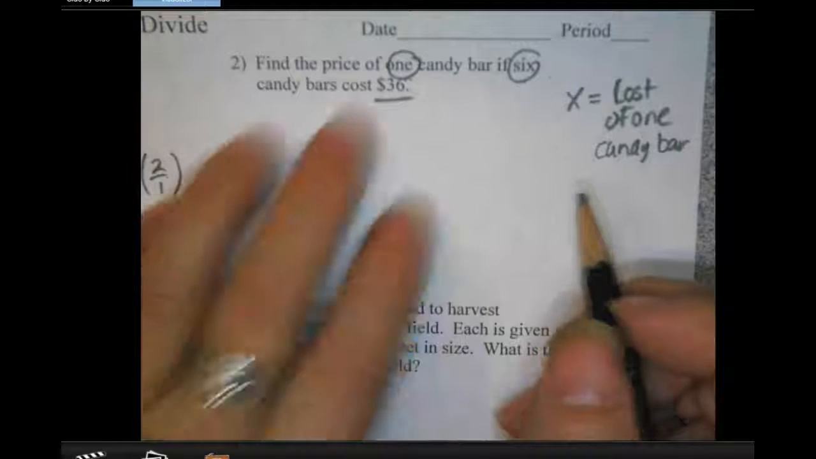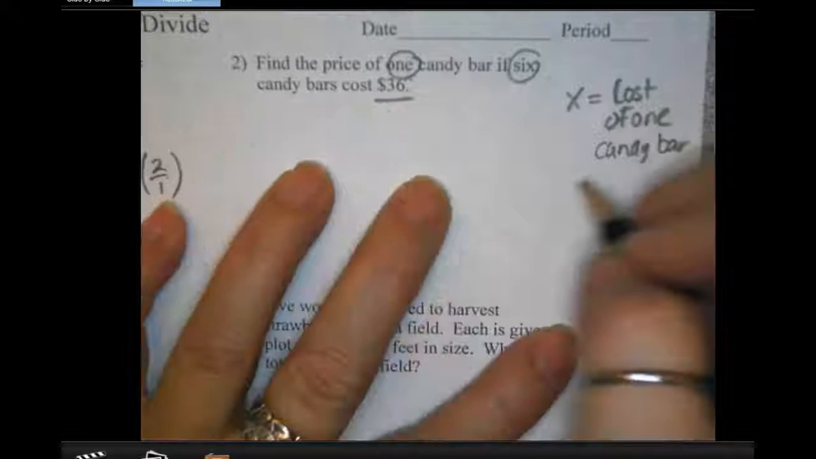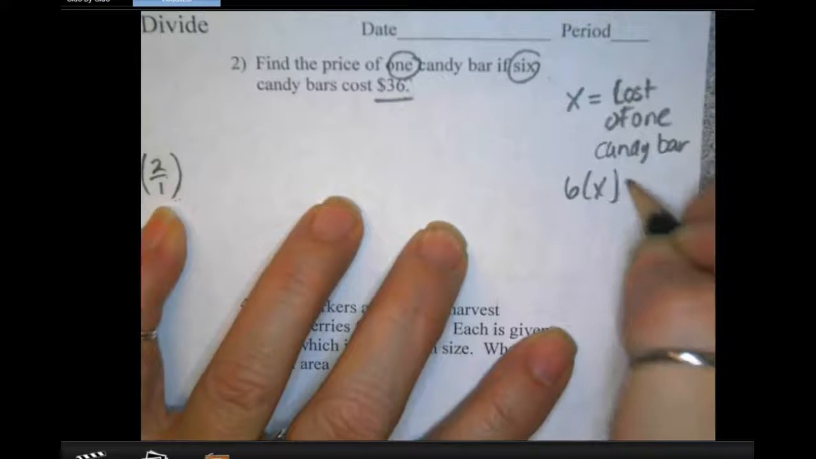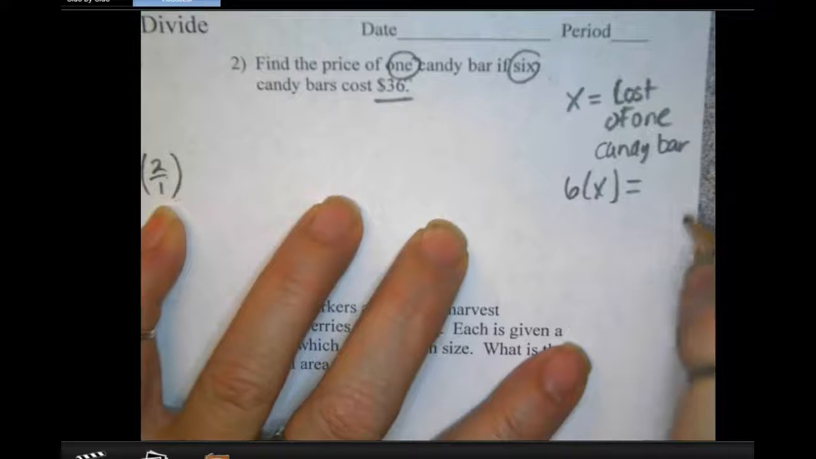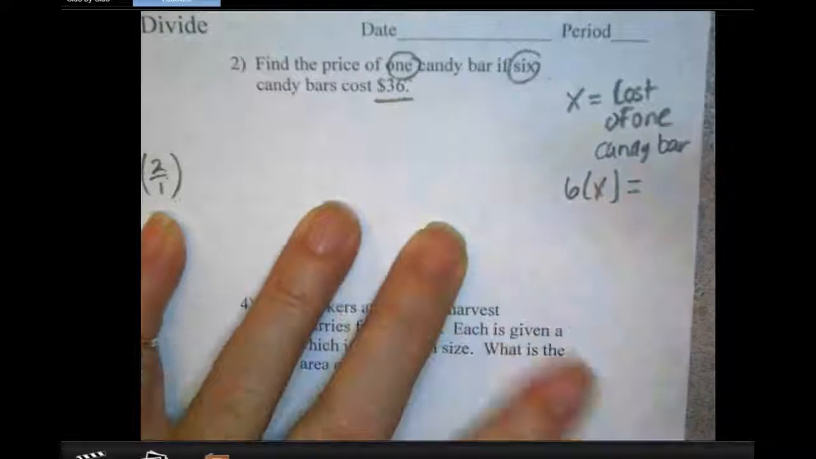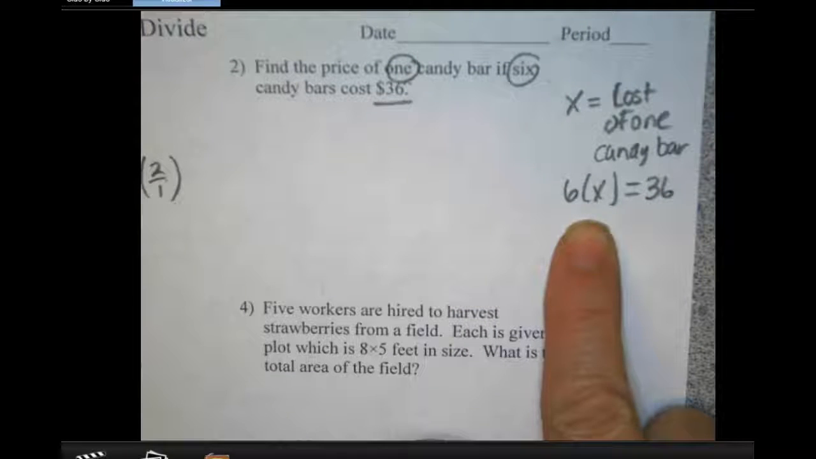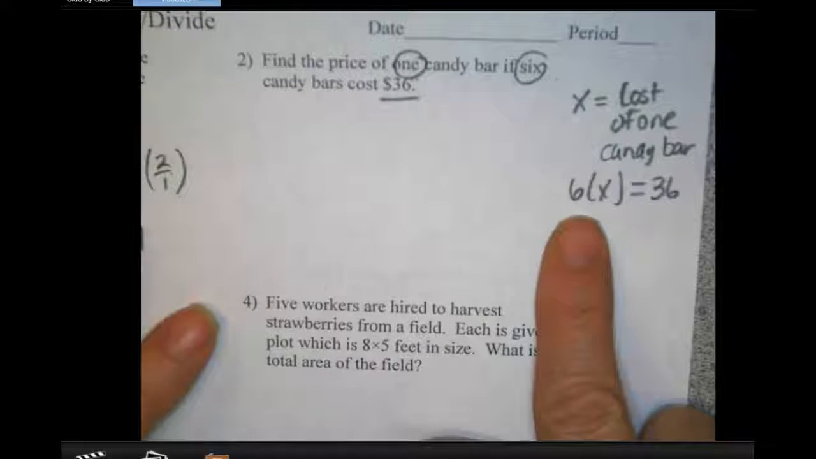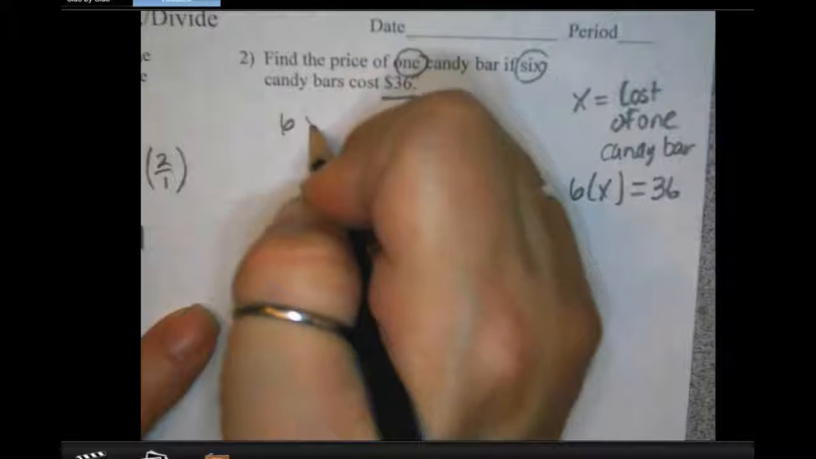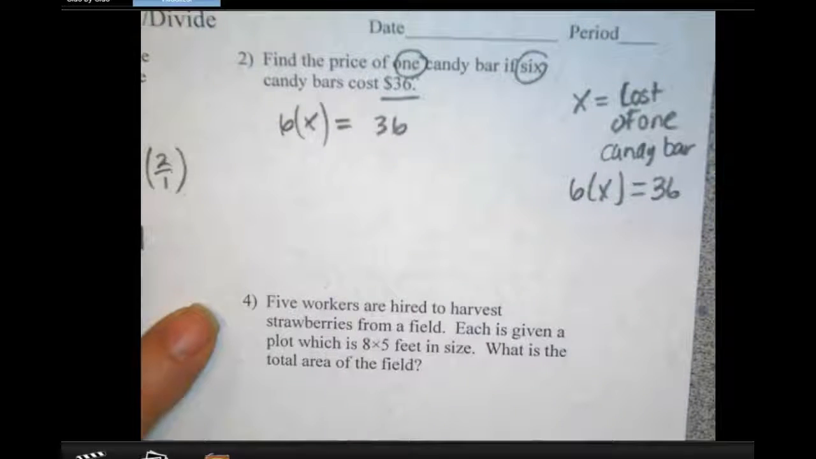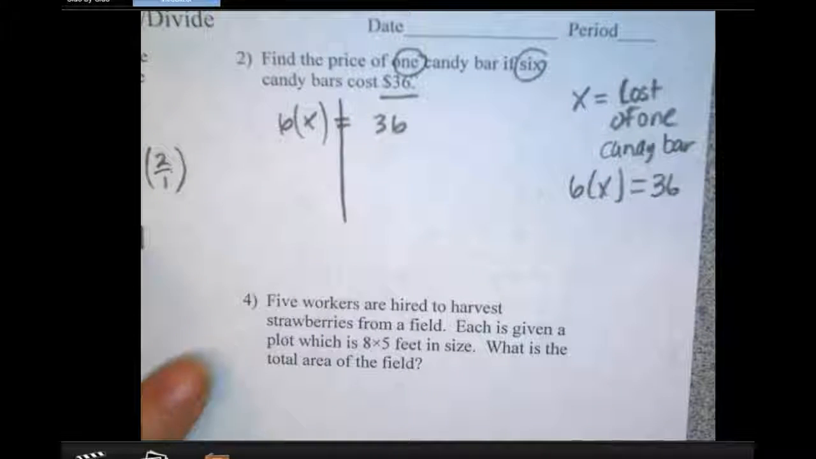What else do I know? I know that 6 bars, or 6 times 1, is going to equal what? 36. So did I just come up with an equation to solve this problem? Yes. And what kind of mathematical operation is this? Multiplying, right? So my equation is going to say 6x is equal to 36. Okay, so now I can solve this for x.